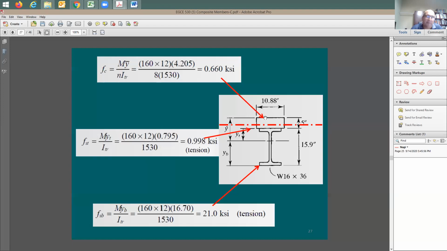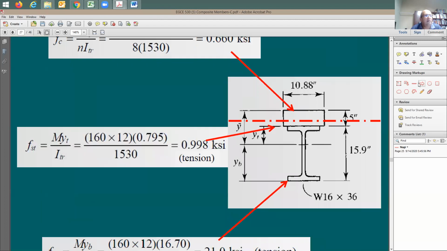Now I need your help to tell me how much is the stress right on the top of the steel beam in the concrete section, not in the steel section. What should I do to this number to determine the stress in the concrete right here above this element? So I'm going to be zooming in. What I'm trying to do is to find out the stress right here.